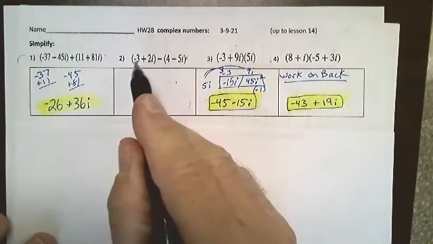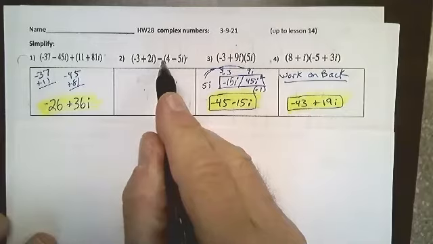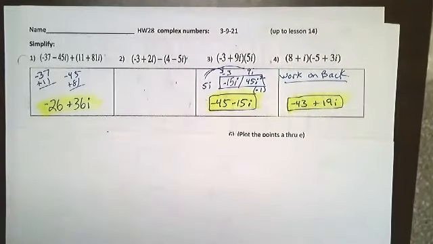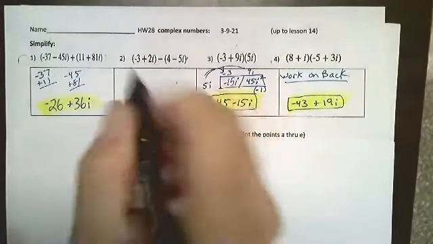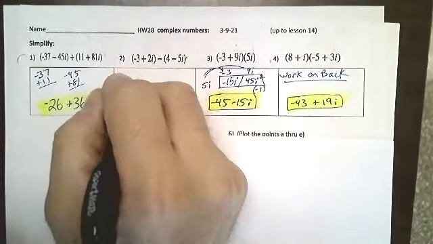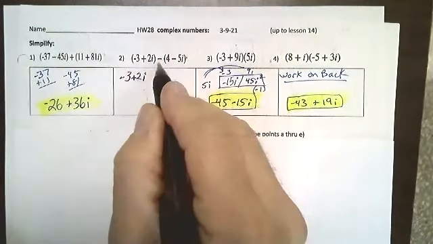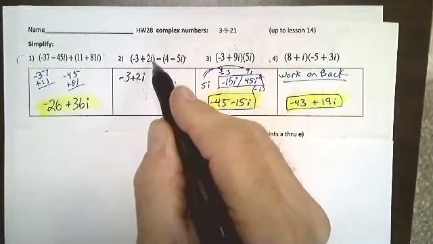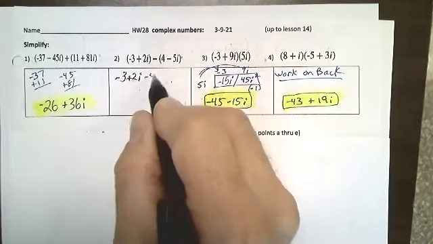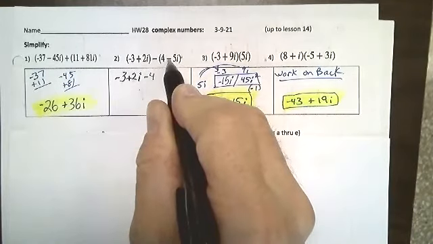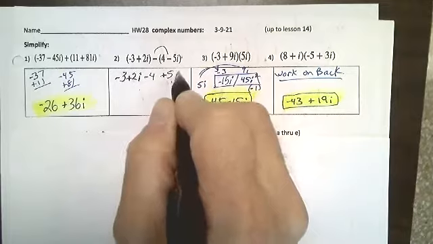Problem number 2, remember, you got to look at the sign in the middle. The sign in the middle is going to be a negative. I'll pull the parentheses off, so I rewrite this as -3 plus 2i. This negative, here's where the confusion begins. This negative goes on that 4. It's -4. And this negative goes on this negative, so it's positive. This changes over to positive 5i.